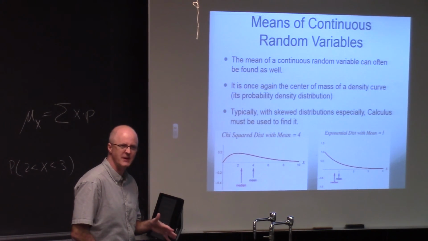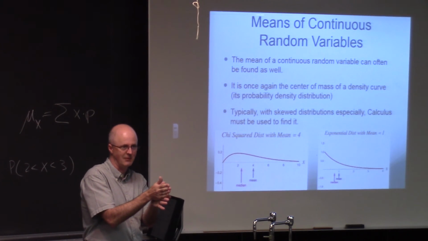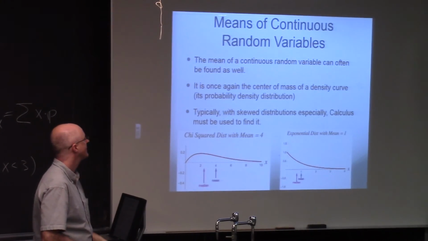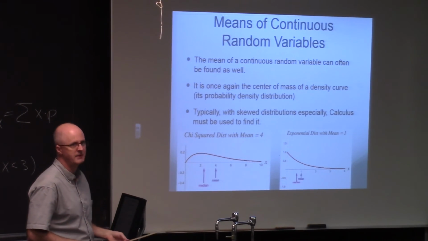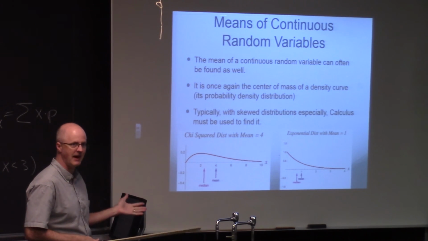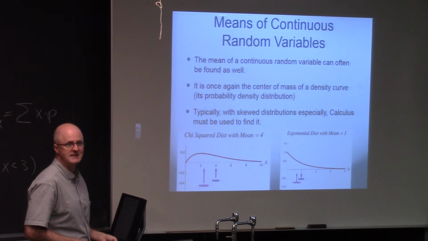If it's symmetric, then you could estimate the mean as being the center. That would be the center of mass, like a normal curve. However, with skewed distributions, you typically do need calculus to figure out where the mean is. So you're not going to have to find the mean for skewed distributions, but it is still basically the center of mass.